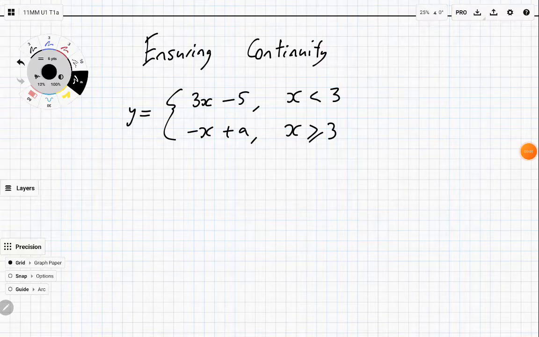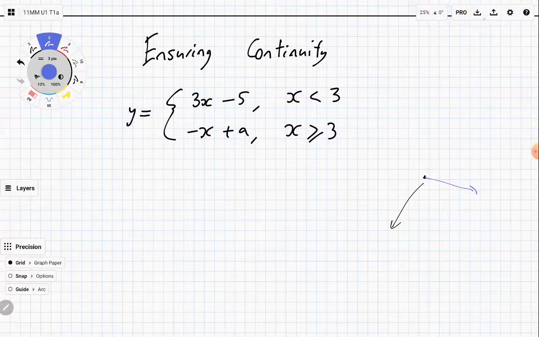Alrighty, so today we're going to have a look at ensuring continuity. So continuity, again, as we mentioned last time, means that from one piece of the piecewise function to the next piece of the piecewise function, there's no gap. So they actually meet each other where they should be continuous.